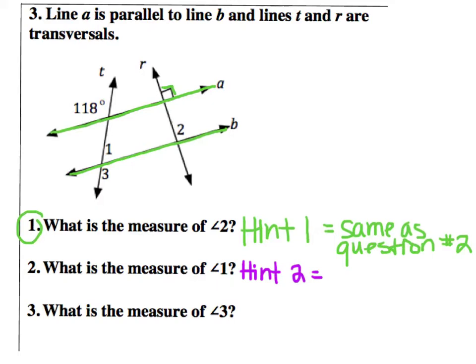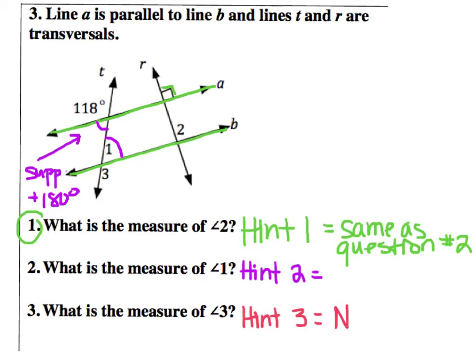Hint 2, we're trying to figure out the measure of angle 1. So if we can figure out the measure of this angle right here by using supplementary angles, that means angles that add up to 180 degrees, we can figure out angle number 1. Pause the video, keep going. Angle number 3, you should have to do no math. You can just use the fact that this angle is 118 degrees and kind of work your way down to figure out angle 3. Pause the video, finish up this problem.